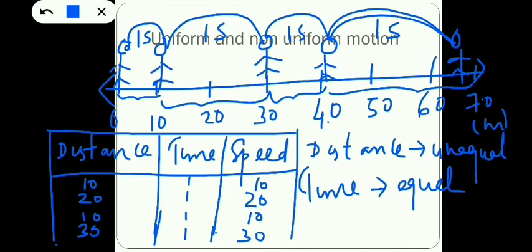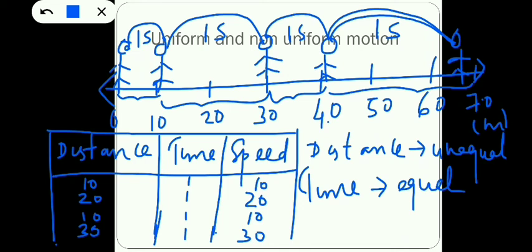My dear children, this type of motion is known as non-uniform motion, where the object has covered unequal distances in equal intervals of time. And you must remember this fact, here the time interval is equal, only the distance covered is unequal. So what do you mean by non-uniform motion? Yes, the motion in which an object covers unequal distances in equal intervals of time is known as non-uniform motion.